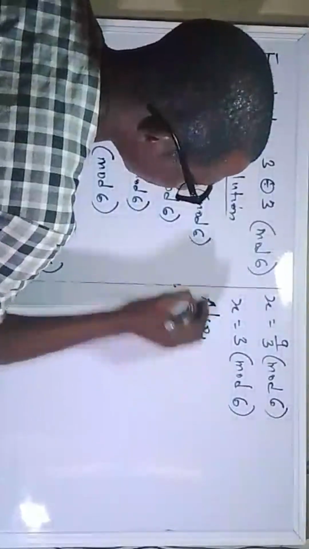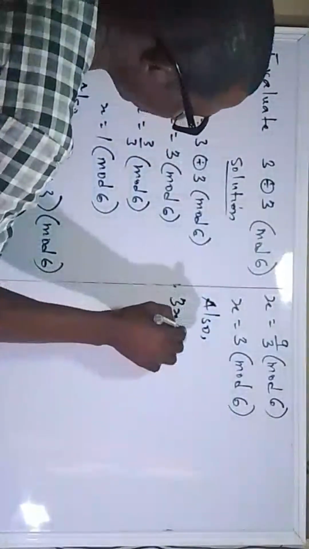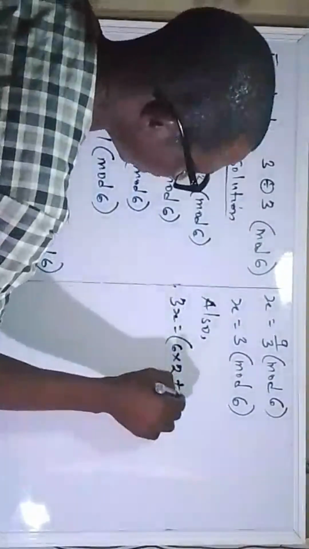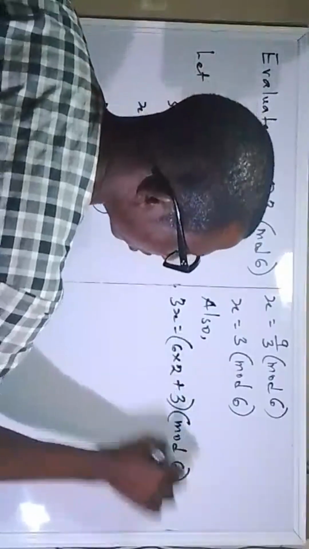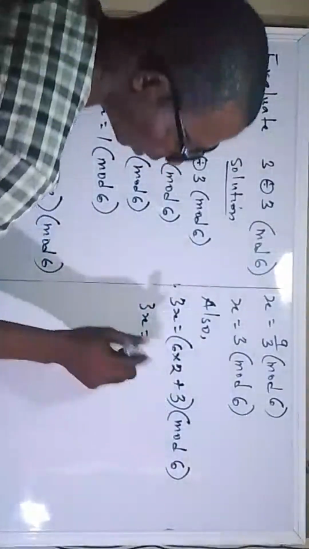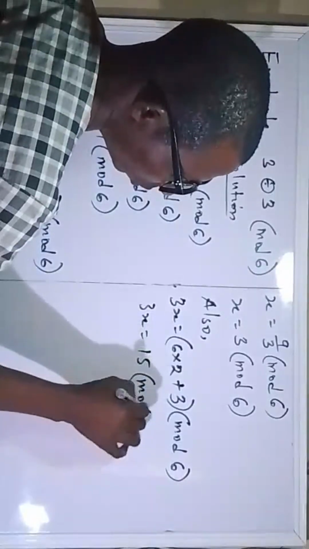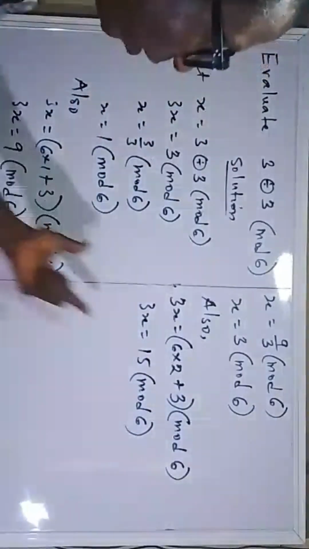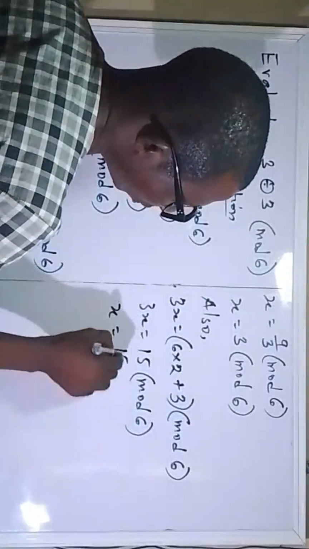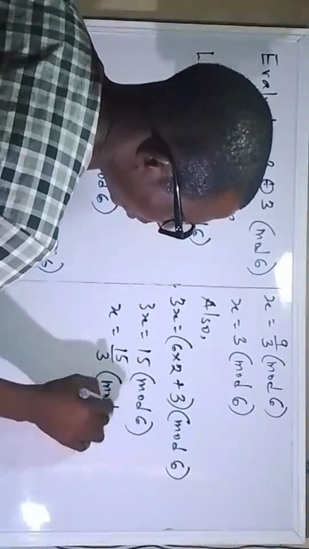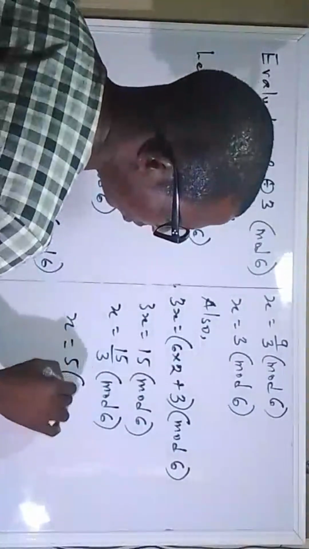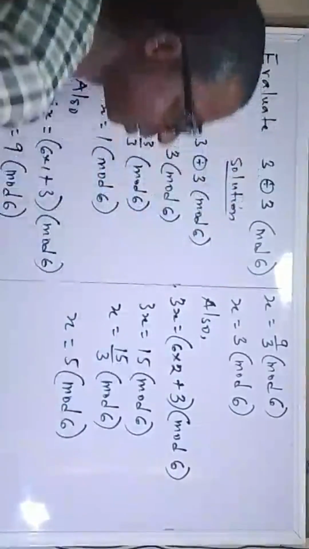Also, we have 3x equals 6 times 2 plus 3 in mod 6. So we have 3x equals 12 plus 3, that's 15 mod 6. Here, what do you do? You divide both sides by the coefficient of x, that's 3. We have x equals 15 over 3 mod 6, and the x will give you 5 mod 6. So this is another answer.